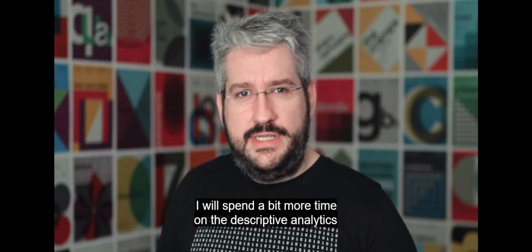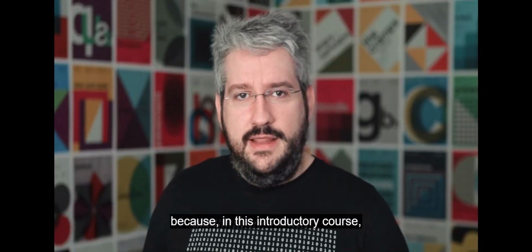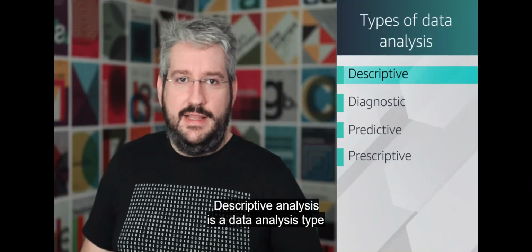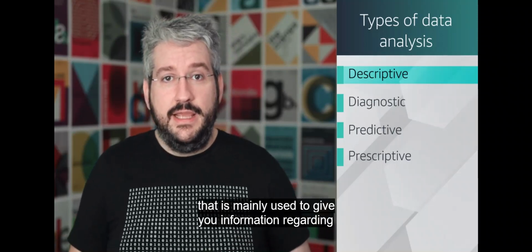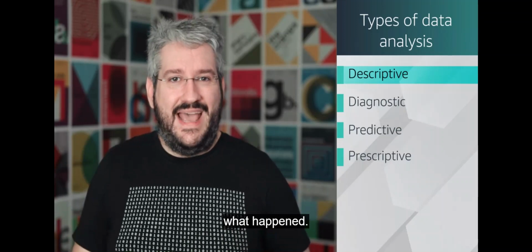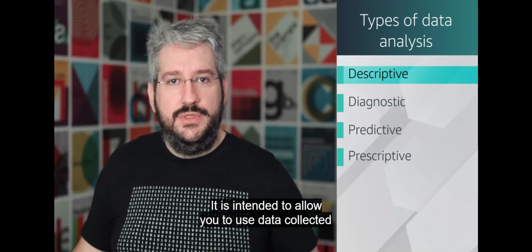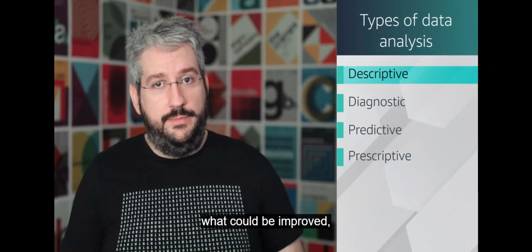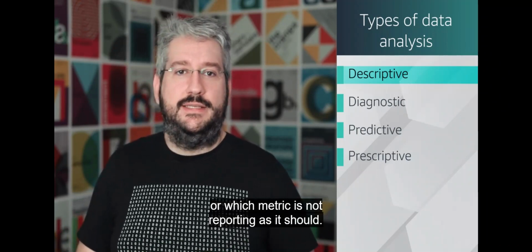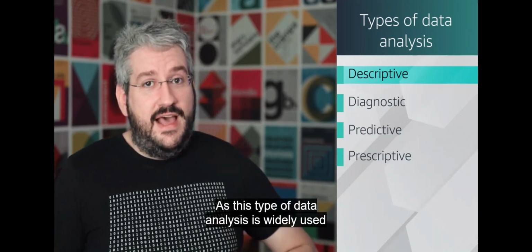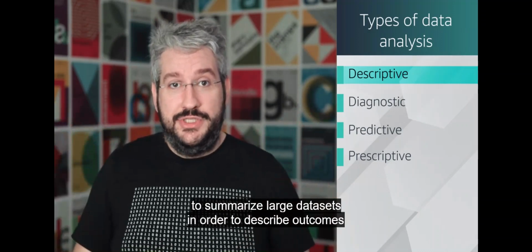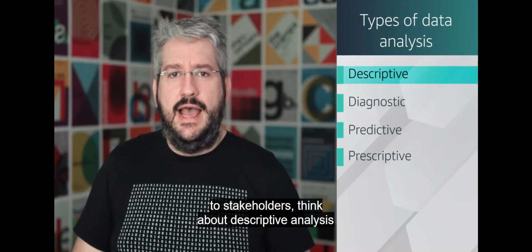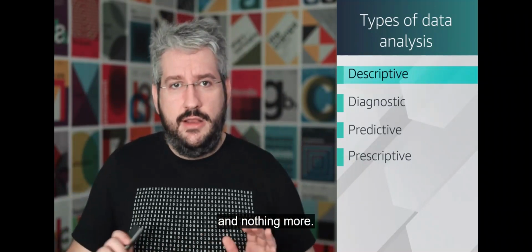I will spend a bit more time on the descriptive analytics because in this introductory course, this is what I will be mostly covering. Descriptive analysis is a data analysis type that is mainly used to give you information regarding what happened. It is intended to allow you to use data collected by a system in order to help you identify what was wrong, what could be improved, or which metric is not reporting as it should. As this type of data analysis is widely used to summarize large datasets in order to describe outcomes to stakeholders, think about descriptive analysis as something that just reports what's going on and nothing more.